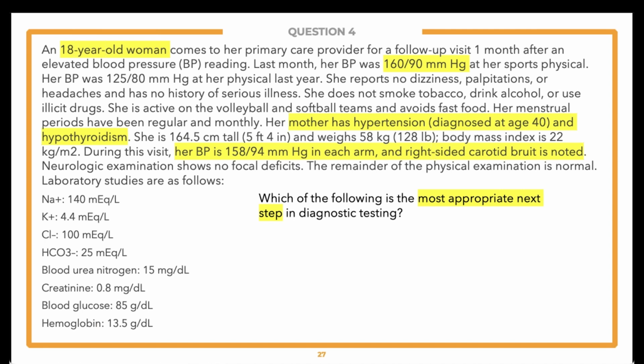This is not, do I start treatment right away? Do I have to do further digging? What do I need to do? Let's look at the options and let's try to figure out what we need to do next.